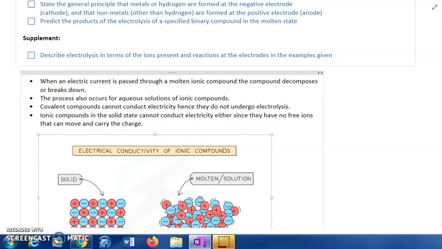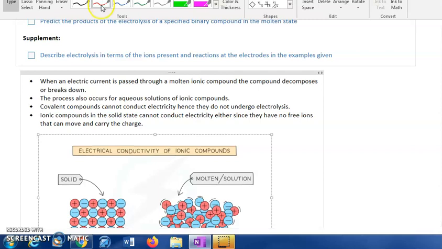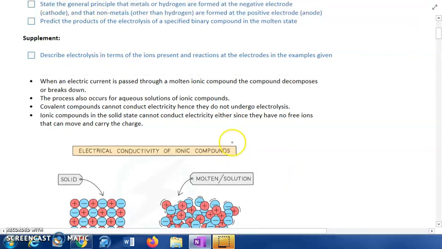To start, we're going to see what the definition of electrolysis is. Electrolysis is a breakdown of a compound. We're going to break down a compound by the use of electric current. Let's say I have a compound of sodium chloride. I'm going to break down the sodium chloride into sodium and chlorine gas. Then I need electrolysis to do that.